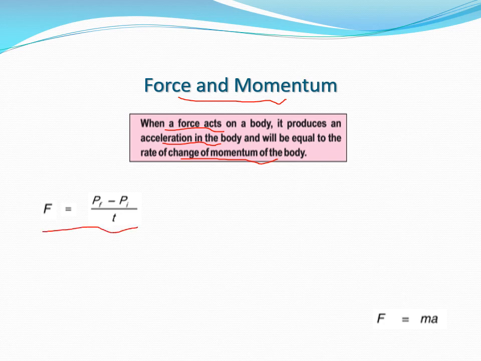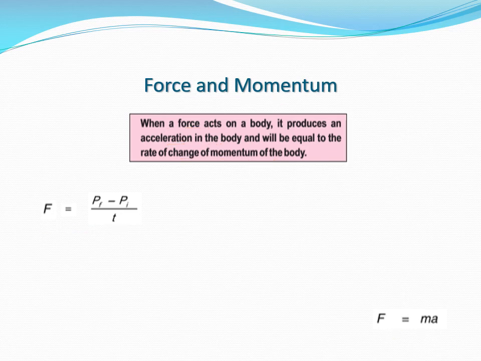As you see here, force is equal to Pf minus Pi, which means change in momentum, and this change is divided by time, which means rate of change of momentum. So this is a new definition for force. Earlier you are familiar with this equation, force is equal to ma. Now we are going to establish a connection between these two apparently dissimilar mathematical forms.